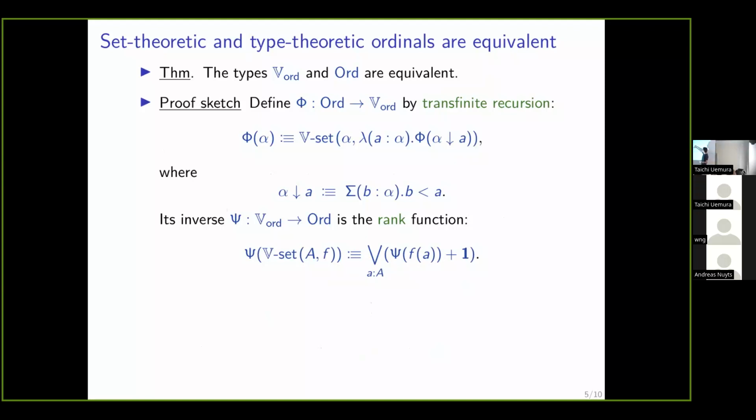So the first map is capital Pi here. It goes from type theoretic ordinals to set theoretic ordinals. And this is done by transfinite recursion. So you take an ordinal alpha, and then you send it to this V set indexed by the ordinal itself. And then for every point in there, you have to give something in V. But by induction, you can apply the Pi to smaller ordinals already. And this is a smaller ordinal because this is exactly like an initial segment of alpha determined by this point. Right? So these are all the points in alpha that are below this given point A here.